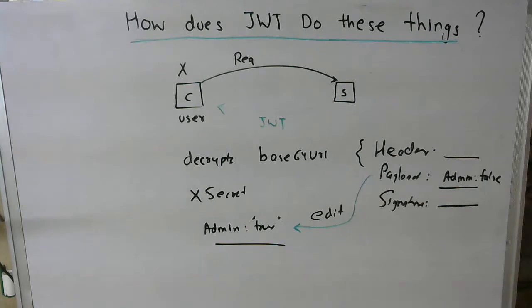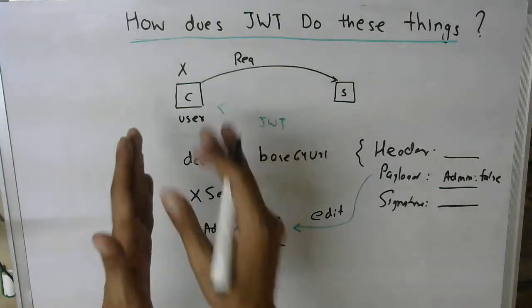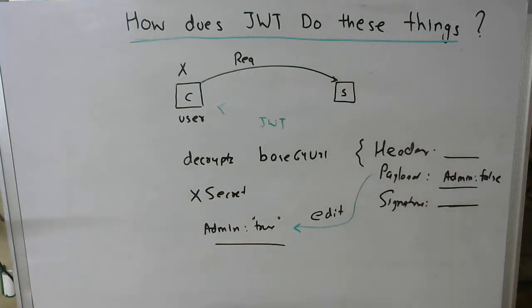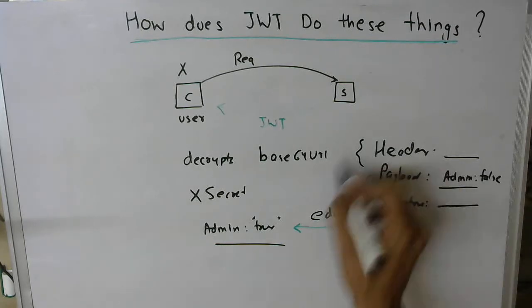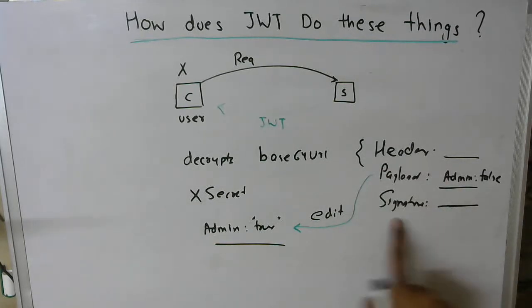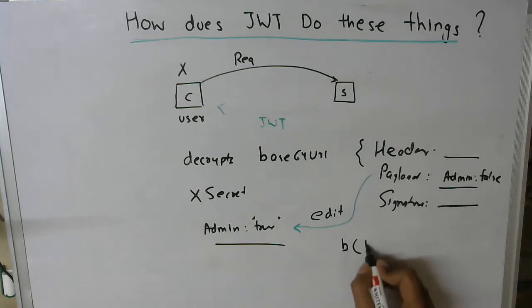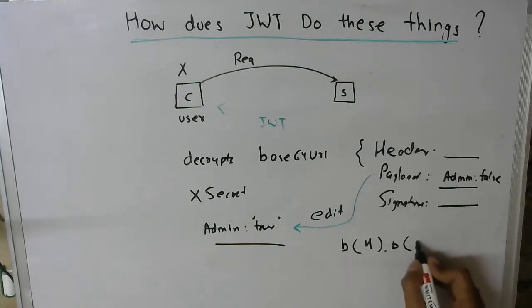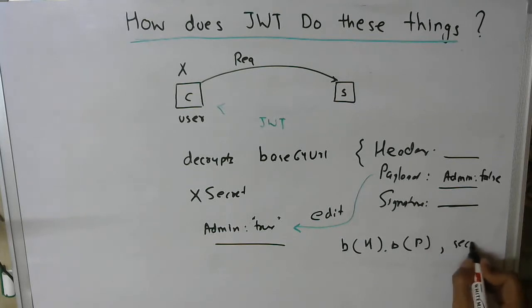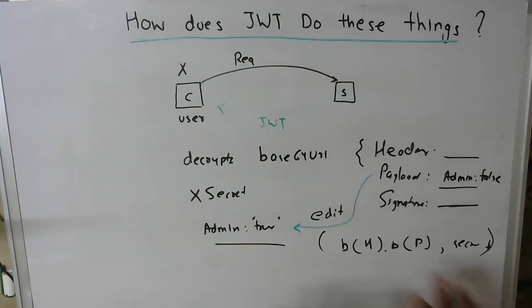So once the X user edits the JWT and sends another request to the server with the edited JWT, the server will check the integrity of the data. It will verify the signature. So how will it verify the signature? We saw the signature is the base64 URL encoded header plus the base64 URL encoded payload, and a secret will be there to encrypt this. So the server will again generate the signature and will verify it.